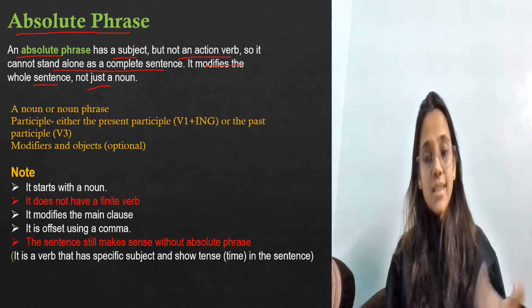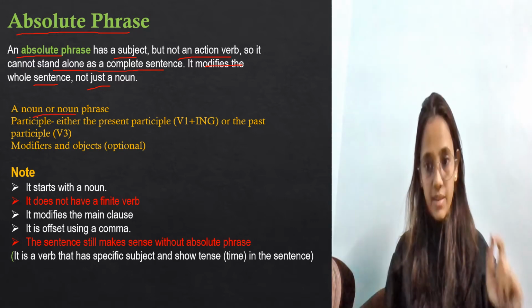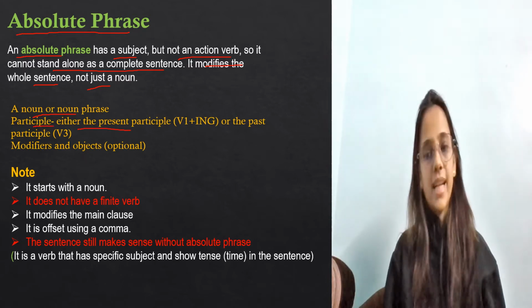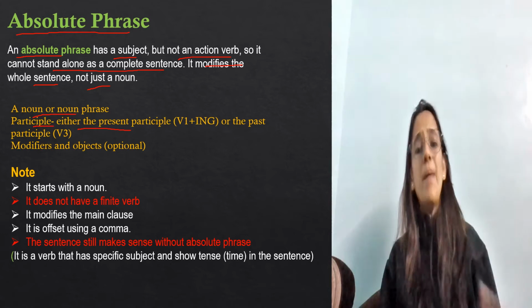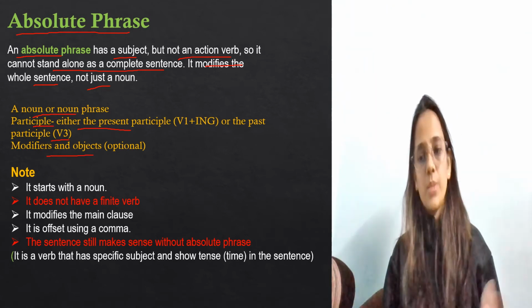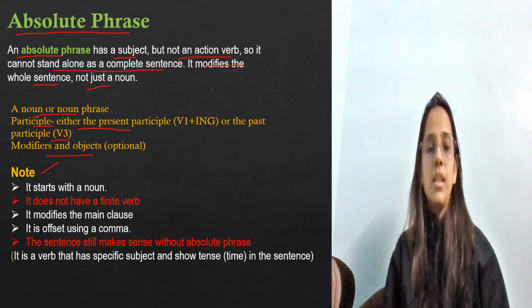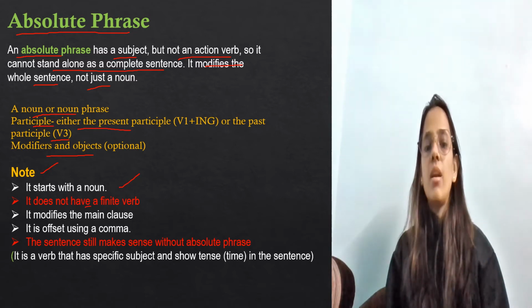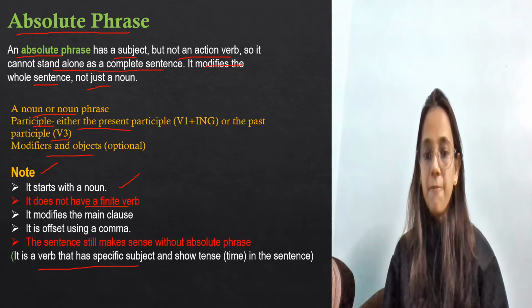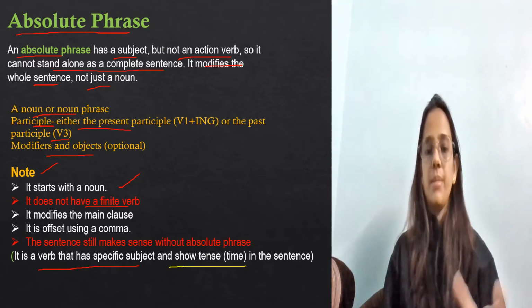Now, what are the parts of an absolute phrase? A noun or a noun phrase is the start of the absolute phrase. Then a participle, either the present participle, that is verb first form and ing, or the past participle, that is the verb third form, and modifiers and objects which are optional. Now, there is an important note. How does it start? It starts with a noun. It does not have a finite verb. Now, what is a finite verb? It is a verb that has a specific subject and shows a tense, that is time in the sentence.